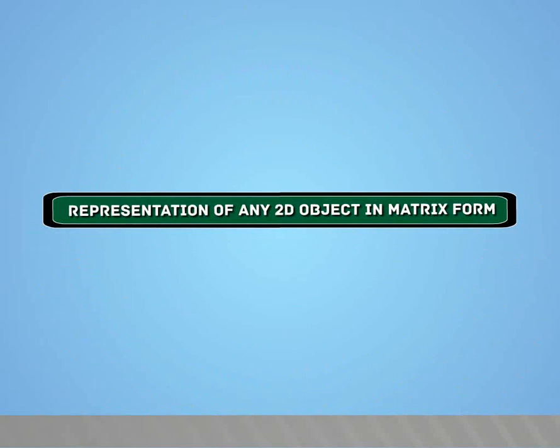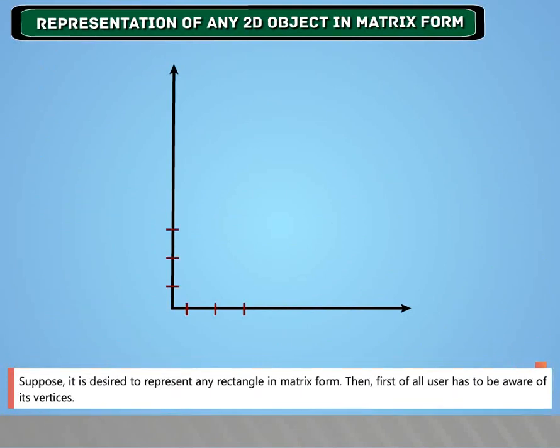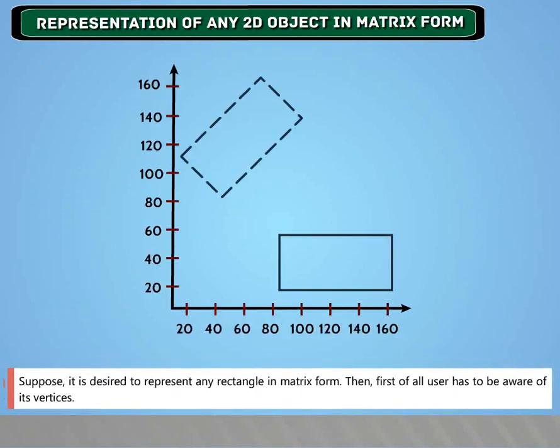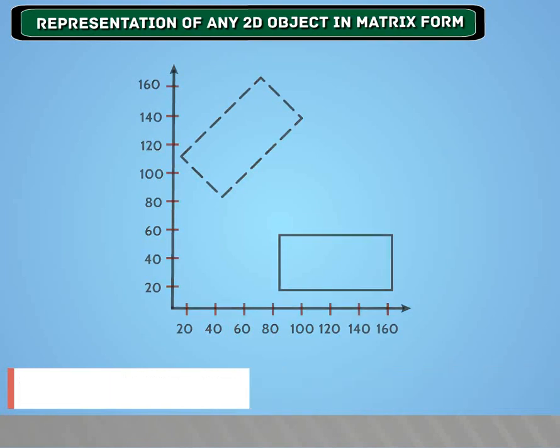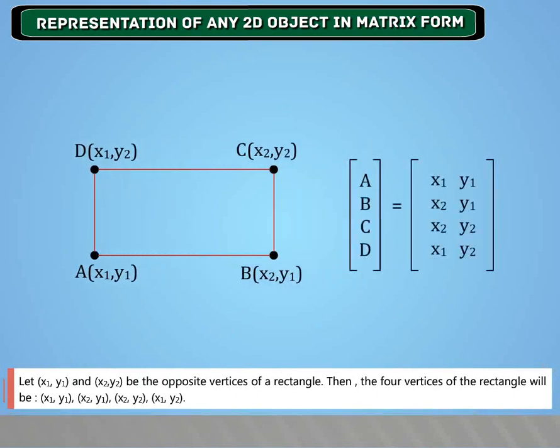Representation of any 2D object in matrix form. Suppose it is desired to represent any rectangle in matrix form. Then, first of all the user has to be aware of its vertices. Let x1, y1 and x2, y2 be the opposite vertices of a rectangle. Then, the four vertices of the rectangle will be x1, y1; x2, y1; x2, y2; x1, y2.